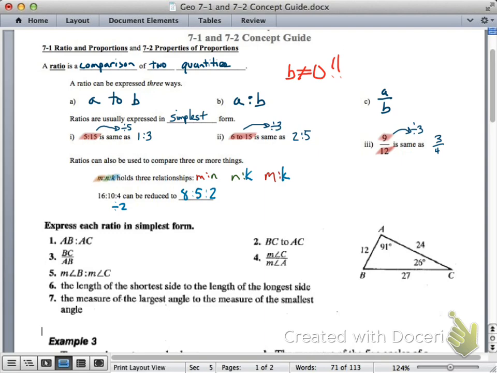So here's an example of some things you'll be doing out of this section. Express each ratio in the simplest form. This is asking us to express, out of this triangle over here, the length of AB to the length of BC. Well, AB has a length of 12, BC has a length of 27, so 12 to 27 is the ratio. Oh, but wait, 3 goes into both 12 and 27, so we can reduce this to a smaller ratio. 4 to 9 is the answer.